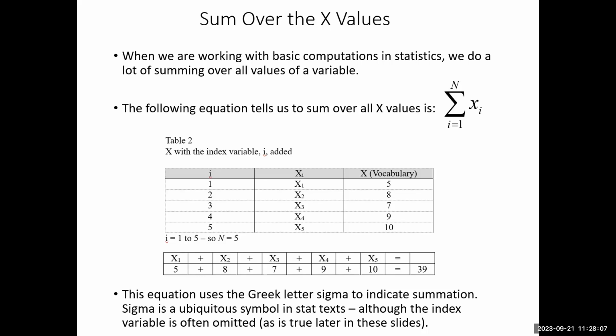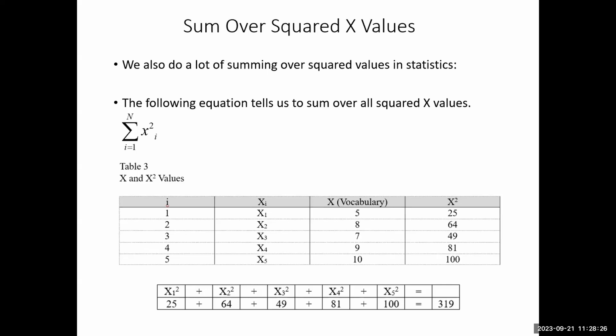And then underneath, I just show that the sum of those 5 different x values will give us a sum of 39, which happens to be the answer to this question. And then I just make a note that the Greek letter sigma is a ubiquitous sign in stats text. So you'll see it all over a stats text.